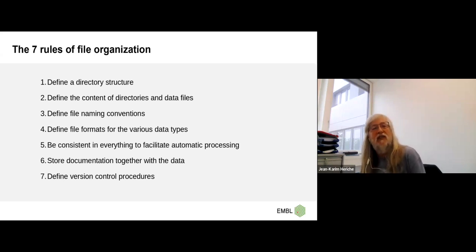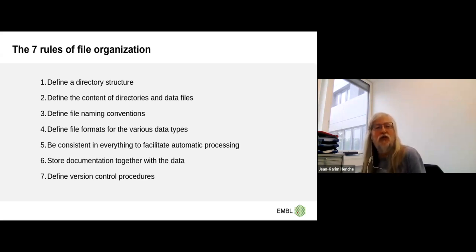You want to stick to some file formats for the various data types, and so not have a mixture of data types for, let's say, your images. So you don't want to have images in TIFF and some of them in PNG and some of them in whatever proprietary format, because then it makes, again, downstream processing difficult. So we need to be able to assume everything of a particular type is in a particular format. So this goes along the line of being consistent with everything to facilitate automatic processing.